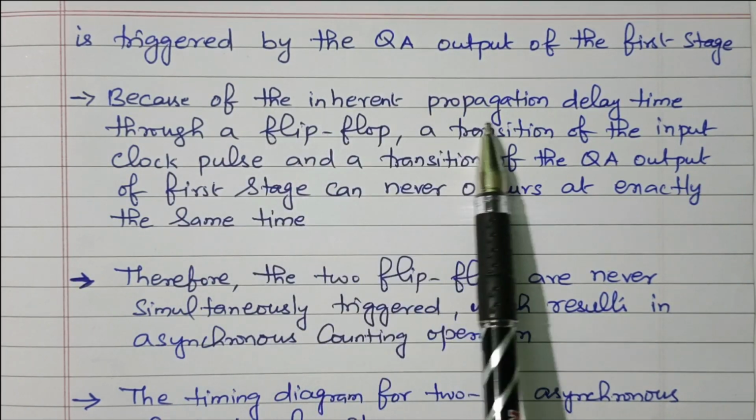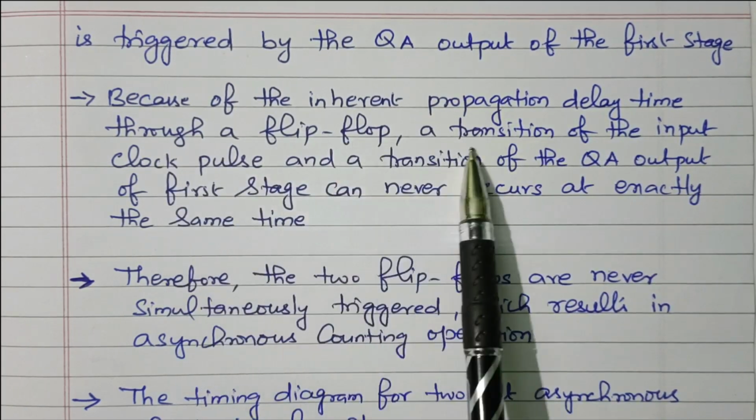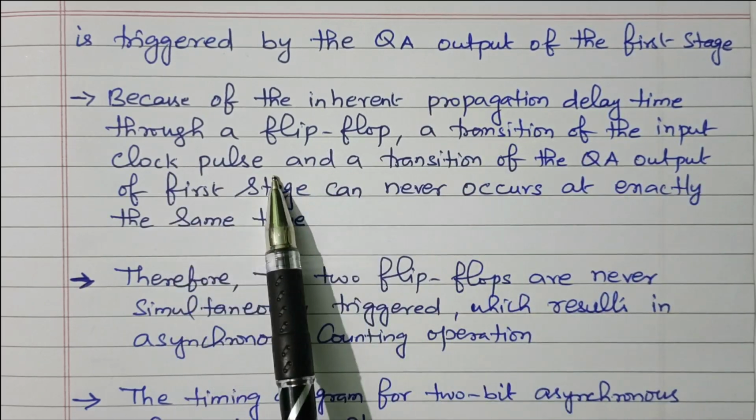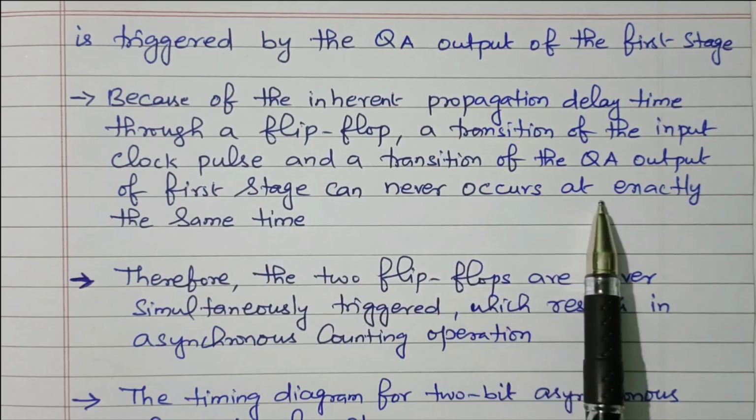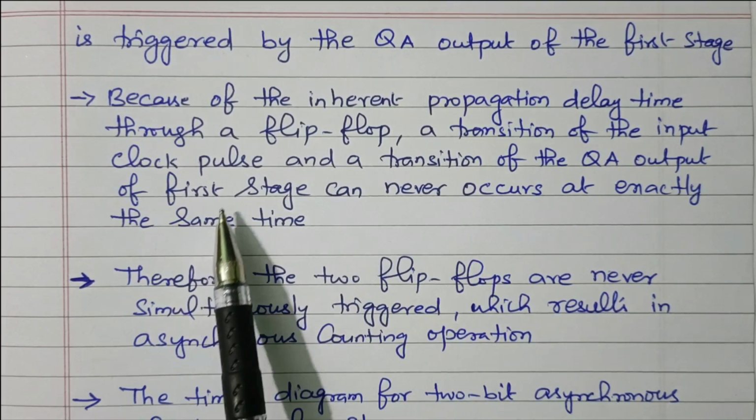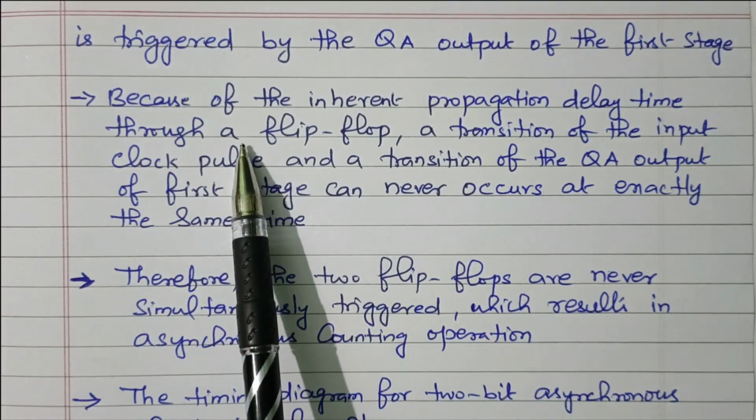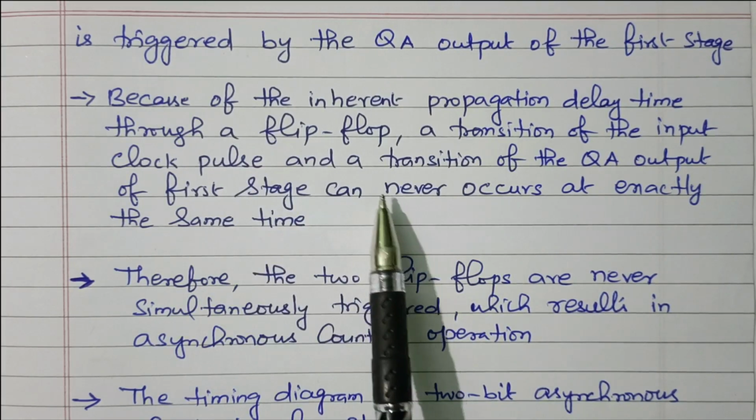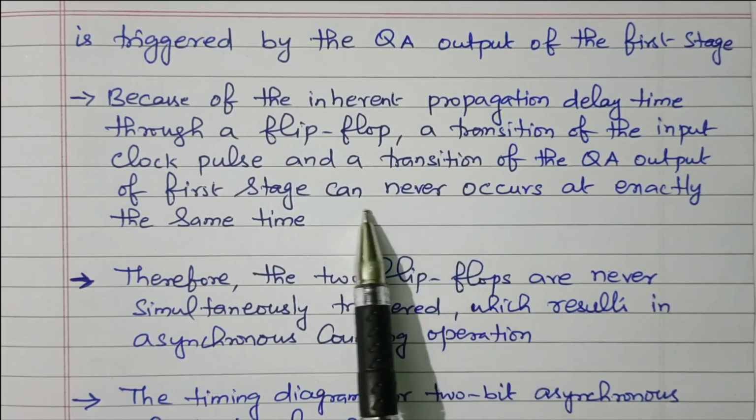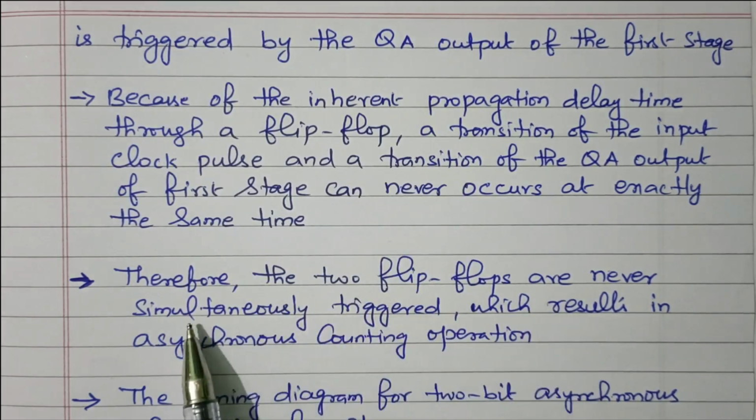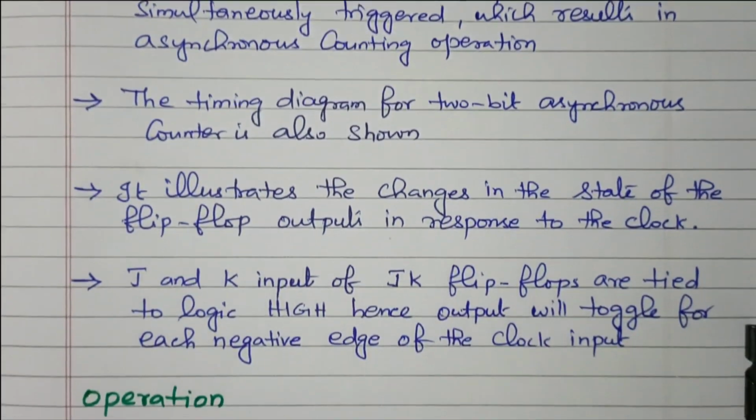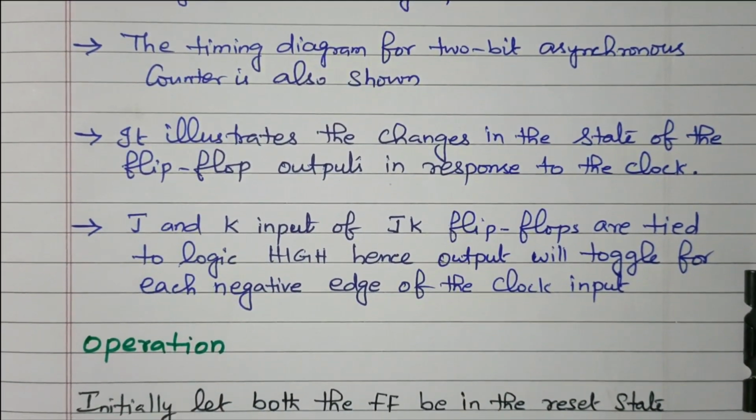Because of the inherent propagation delay time through a flip-flop, a transition of the input clock pulse and a transition of the QA output of the first stage can never occur at exactly the same time, right? The first flip-flop depends upon the clock pulse. The second flip-flop depends upon the output from the first flip-flop. Therefore, the two flip-flops are never simultaneously triggered, which results in asynchronous counting operation. That's why it is called an asynchronous counter.